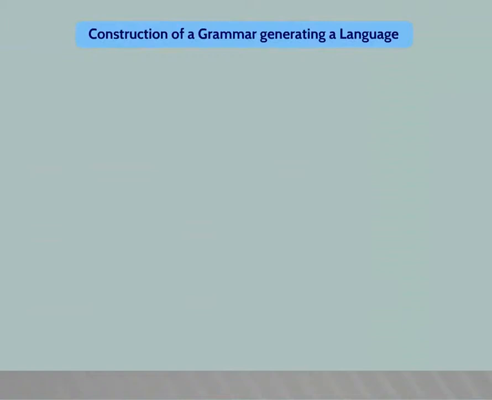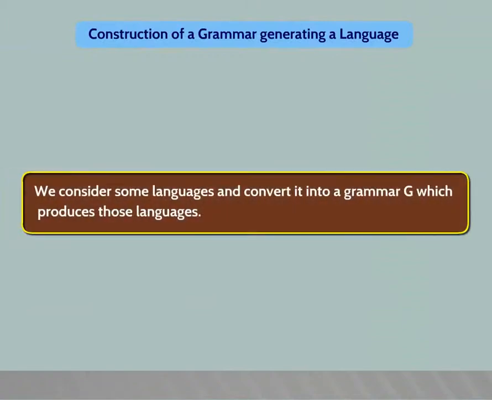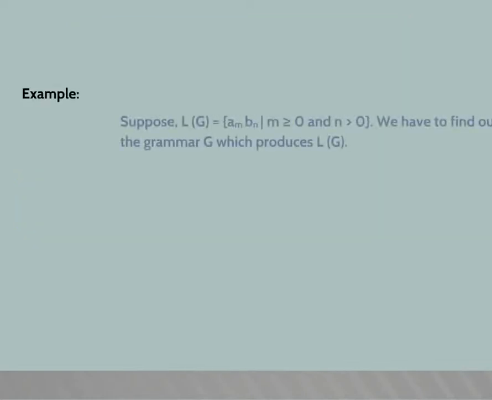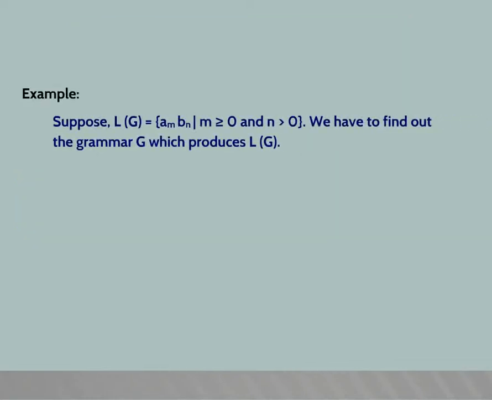Construction of a grammar generating a language. We consider some languages and convert them into a grammar G which produces those languages. Example: suppose L(G) = {a^m b^n | m ≥ 0 and n > 0}. We have to find the grammar G which produces L(G).